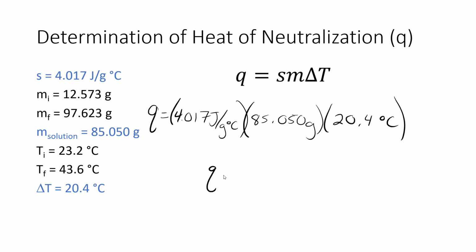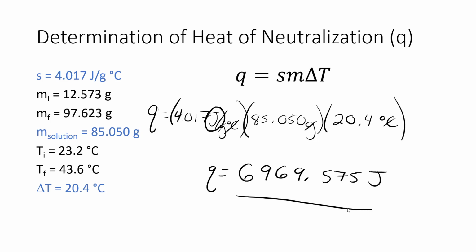If we multiply all of those together, our grams are going to cancel and our degrees Celsius are going to cancel, leaving us with just joules and a total Q for this reaction of 6,969.575 joules. I'm going to go ahead and leave all of those digits here. We don't want to round anything until the end. Now, of course, we'll want to correct for sig figs at the end of this problem. But this is our Q at this moment.